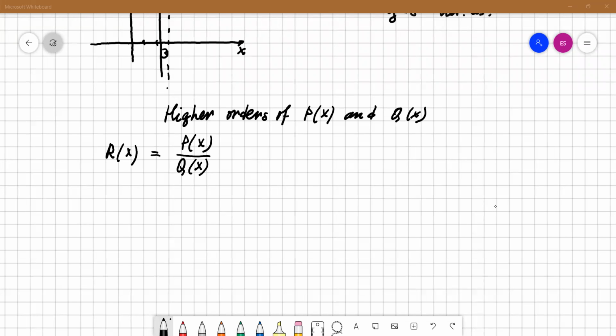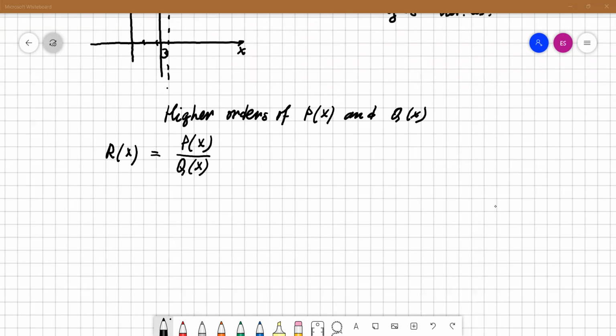Okay, this is the second part of section 3.6, and I'm going to talk about higher orders of polynomials P and Q, the numerator and denominator. In the first part, we covered polynomials of the first order, like a linear polynomial on the top, like 2x plus 1, and a linear polynomial in the bottom, like 3x minus 2, for example. Now, what if we have higher orders?